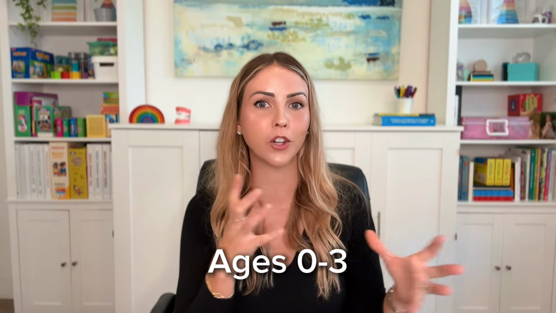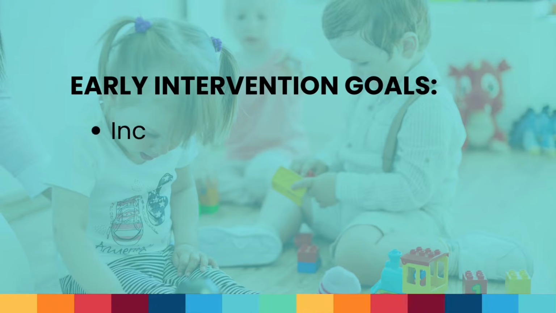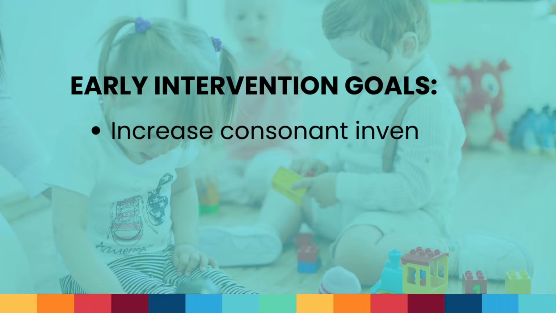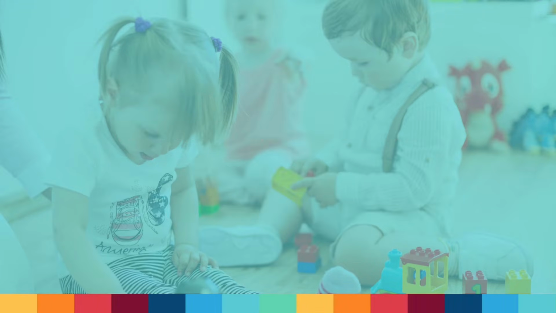Let's now talk about a generic treatment timeline. Obviously, this timeline is variable depending on multiple factors, including when surgeries are performed. But first off, let's talk about those younger kids, ages 0 to 3, or what we like to call early intervention. We really want to concentrate on the quantity of language. So our goals are going to be to increase consonant inventory, expand vocabulary, and build oral airflow awareness. This is a critical time period.